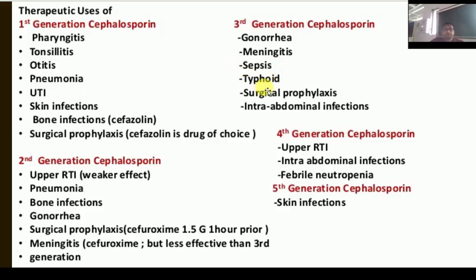typhoid, and surgical prophylaxis. Fourth generation cephalosporins are used for upper RTI and intra-abdominal infection. And fifth generation are used for skin infection.